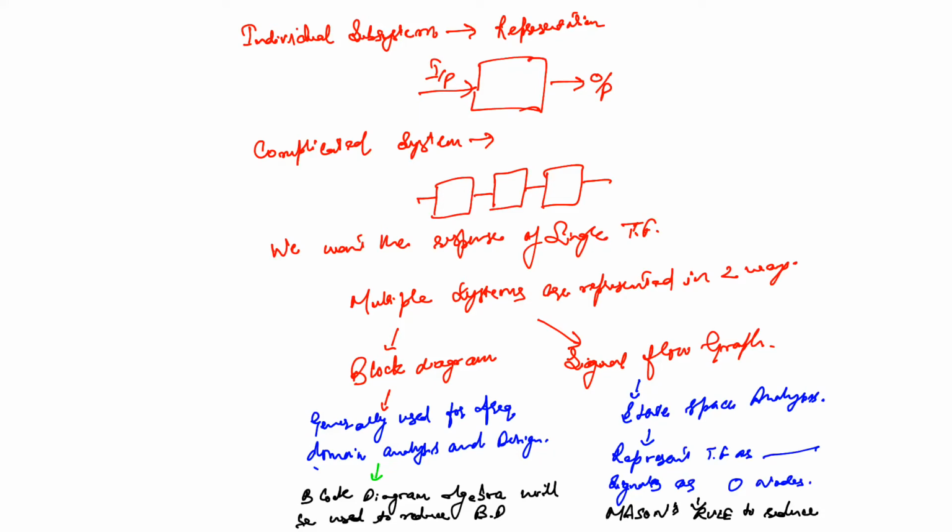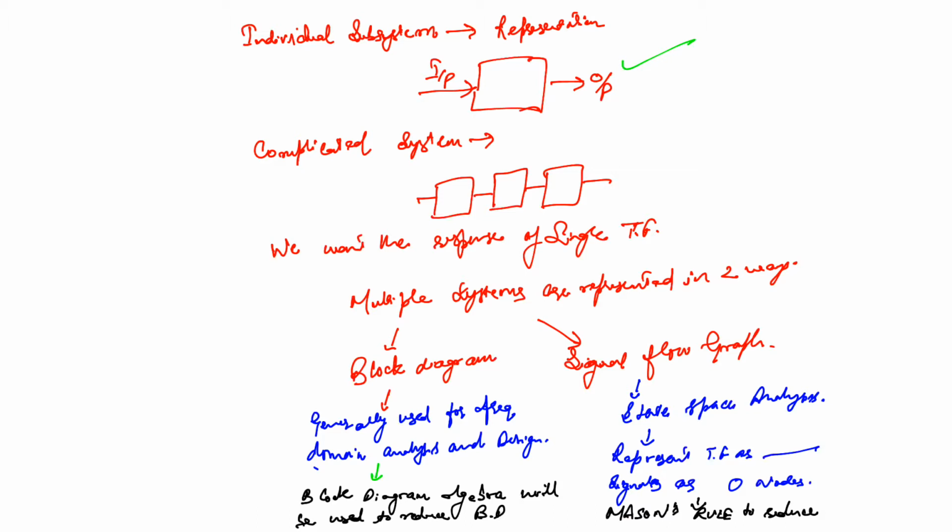Good morning, students. So in the previous modules we have been working with the individual system. This is the individual system representation. It consists of the input, output, and within the block, that is the transfer function.